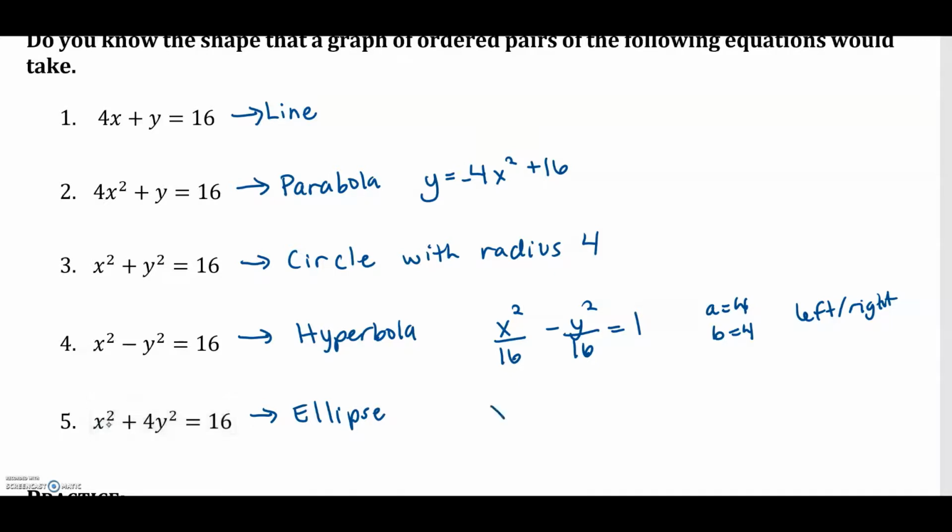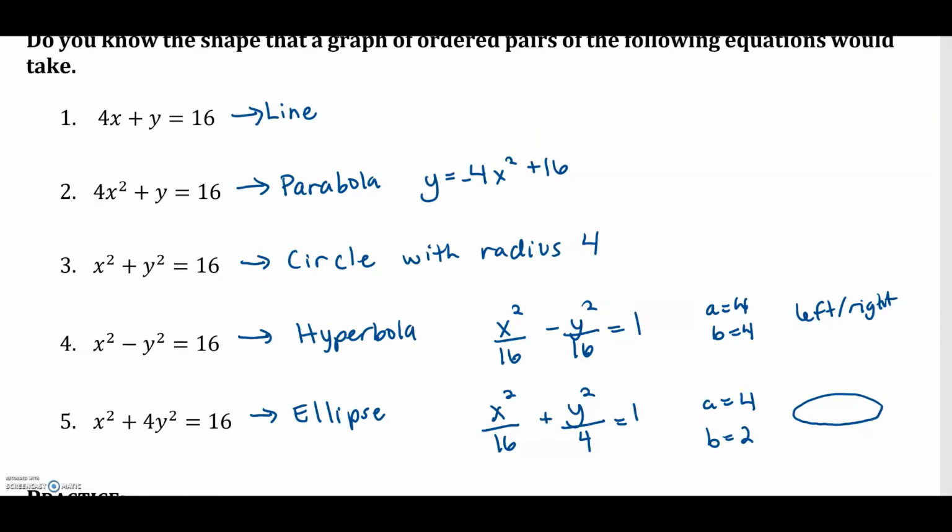and we can write it in standard form by dividing both sides of the equation by 16, and it will reduce to x squared over 16 plus y squared over 4 is equal to 1. Therefore, it's an ellipse with a is equal to 4, b is equal to 2, and the major axis will be on the x-axis, and the resulting ellipse will be wide and not tall.